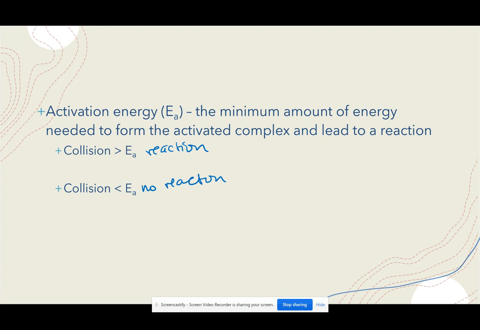So if my activation energy is 100 kilojoules, which it's not, but let's say it is. If my collision has 99 kilojoules, no reaction. If my collision has 99.5 kilojoules, no reaction. There is no reaction unless you have the correct amount of energy, called the activation energy. If you have more than the activation energy, reaction happens, nothing extra happens, nothing special happens. It's just the reaction occurs. So all or nothing, it happens or it doesn't.